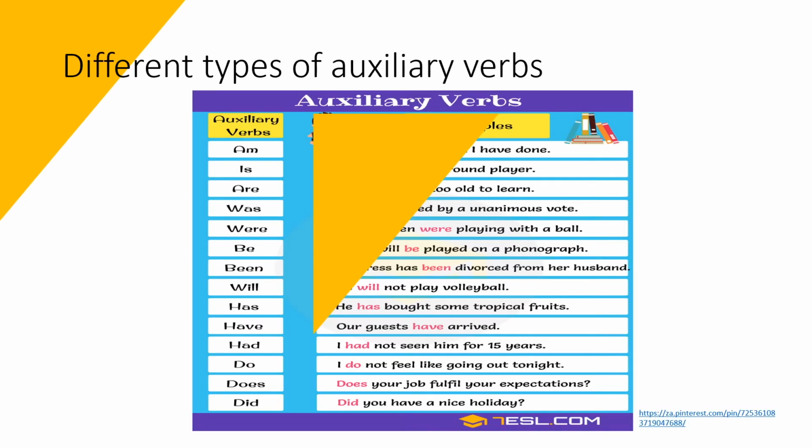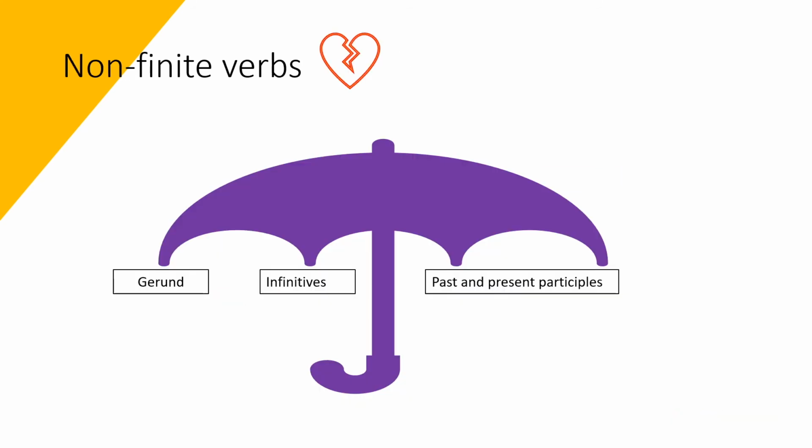This is a list of all the different types of auxiliary verbs you may encounter. Take note of how an auxiliary verb changes with its tense. The next type of verb we are going to look at are non-finite verbs.